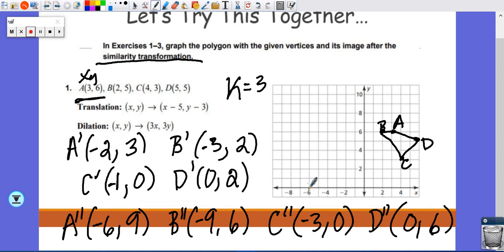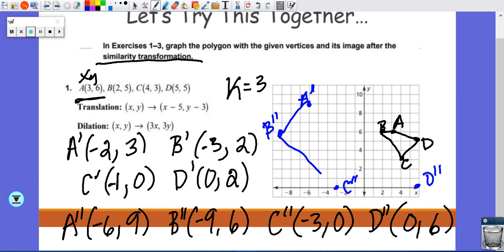And so I get negative 6, positive 9. That will be my A double prime. And then negative 9 and positive 6. That will be my B double prime. And negative 3 and 0. That will be my C double prime. And then 0 and 6, which would be right here. And that would be my D double prime.